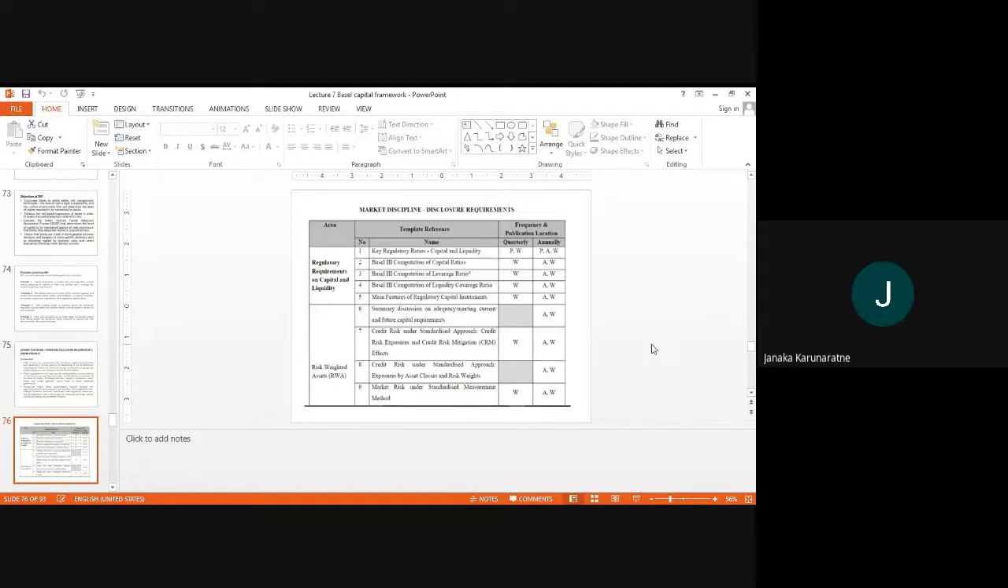Now, element 2 is about computation. You must disclose how you computed capital, how you computed the leverage ratio, how you computed the liquidity coverage ratio, and also the main features of regulatory capital instruments. So the stakeholders, the public, if they really want to do an assessment, that will give a clear picture of risks and the capital. Then about the risk-weighted assets, you see the major disclosure items 6, 7, 8, 9. Some of them are only quarterly, some of them are only annual, but some of them are both quarterly and annual. Okay.